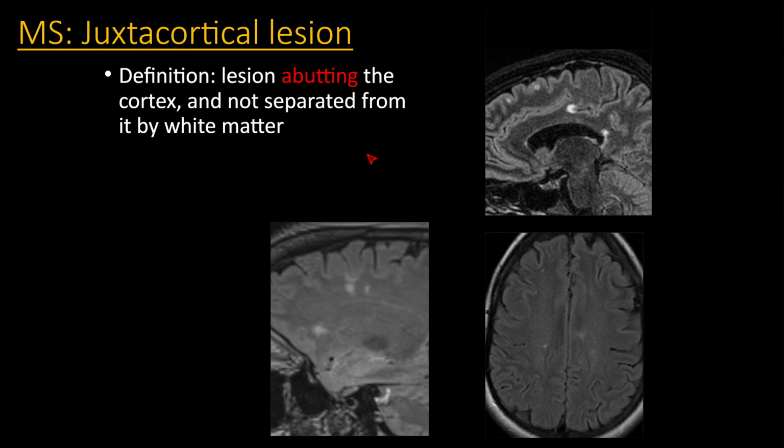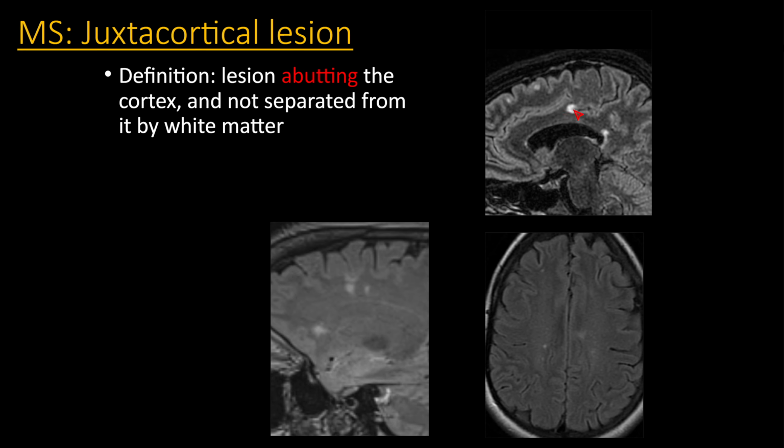All right, so now what is a juxtacortical lesion? The definition of juxtacortical by McDonald is a lesion that abuts the cortex and is not separated from it by white matter. So here's a couple examples of juxtacortical lesions. Here you can see this juxtacortical lesion. This is a hyperintensity that clearly touches the cortex right here. And then here is a hyperintensity right here, clearly hugging along that cortex.